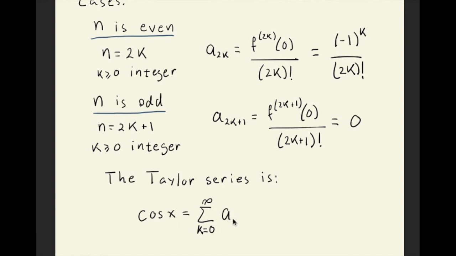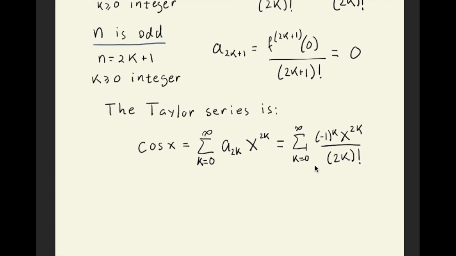a_2k x^(2k), the center is 0. This is still correct. We're only writing the even terms, but that's okay because there are only even terms. All the odd ones are 0, right? And then if we use our formula for the even coefficients, we find that cosine is the sum for k equals 0 to infinity of (-1)^k times x^(2k) divided by (2k) factorial.